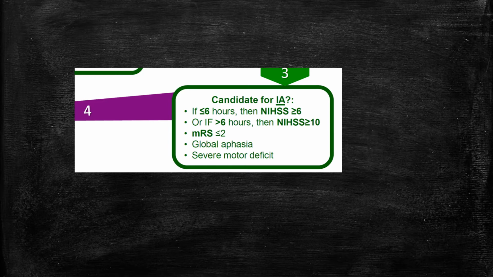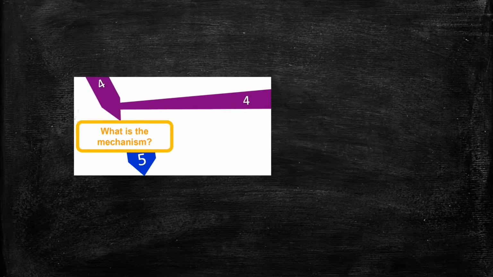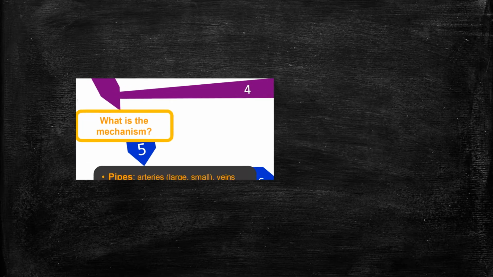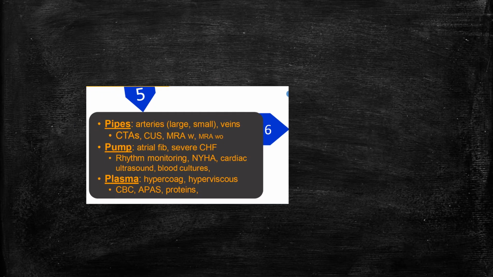Following the acute decision-making, the thought process moves forward to identifying the mechanism for the ischemic stroke. There are essentially three basic mechanisms for an acute ischemic stroke. Mainly, the pipes, the pump, or the plasma. The pipes can be divided into small and large arteries, and less commonly the veins. Probably the best test for pipe imaging is the CT angiogram, followed by carotid ultrasound, followed by MRA with contrast, and lastly MRA without contrast. The main area to image is the cervical internal carotid artery, as there is the potential option of carotid endarterectomy, if on the same side of the stroke there is stenosis between 70 and 99%.